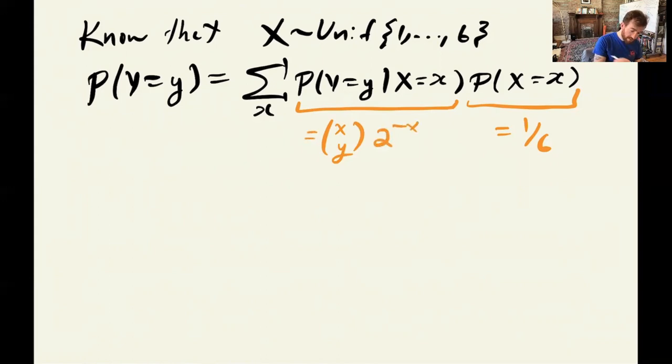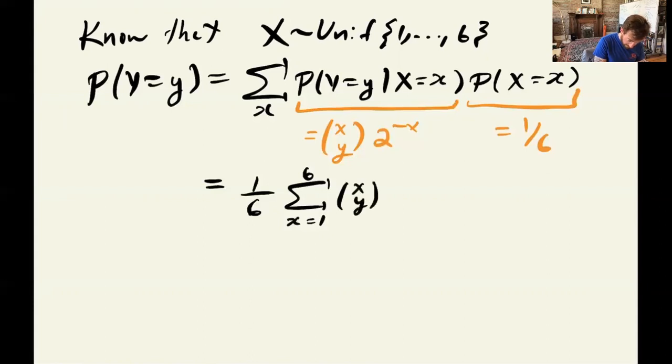So now we just need to multiply these things together and sum accordingly. What this is going to look like is 1/6 times the sum from, let's say, little x equals 1 to 6 of x choose y, times 1 over 2 to the x. Let's try to understand this formula for maybe a specific value.